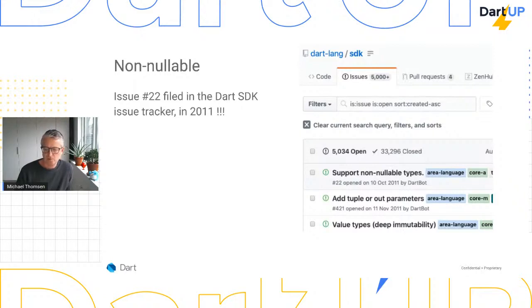As you may recall, we had to spend a lot of time in Dart 2 first to make sure we had a fully sound type system. And now with nullability, we're building on top of that, adding support for sound null safety.